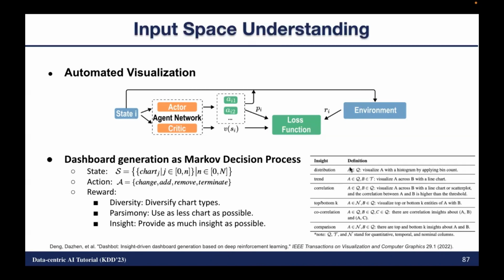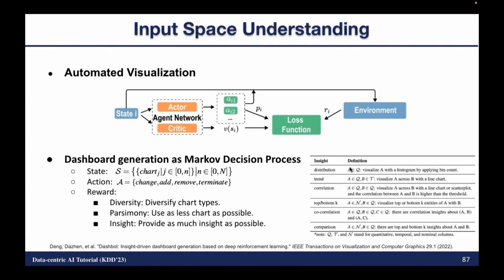And then, given this state, the agent network you can see here tries to decide some action. For example, whether we should change to a different visualization method, add more columns, remove some columns, or even terminate the changes, so that we know we are in a good position for the visualization. And to trigger this whole automated visualization process, they define three kinds of reward. First, it's a diversity reward.